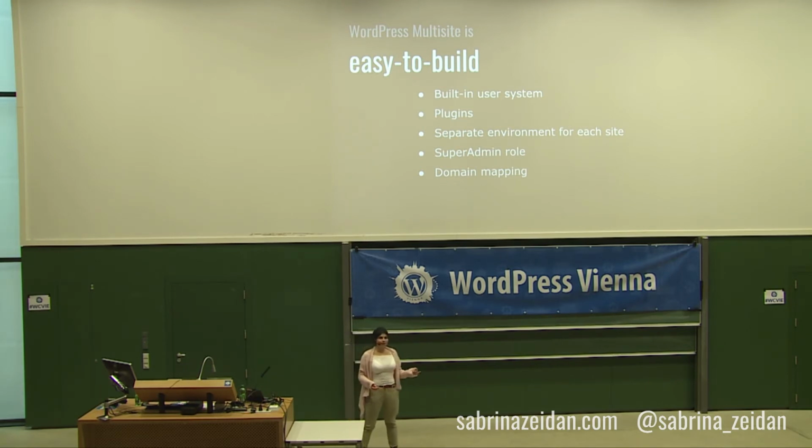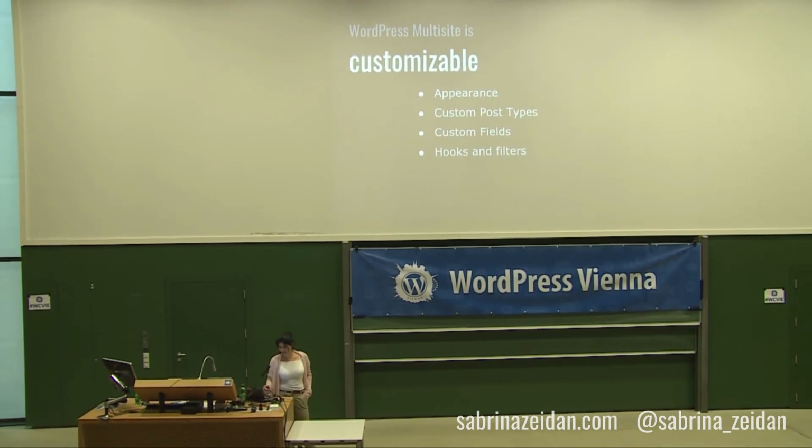And the last but not the least, the domain mapping thing. Since recently we have an inbuilt domain mapping feature in WordPress Multisite, so you can use not just subdomains, but top-level domain names to create your network. Let's see how it works. We'll see later.